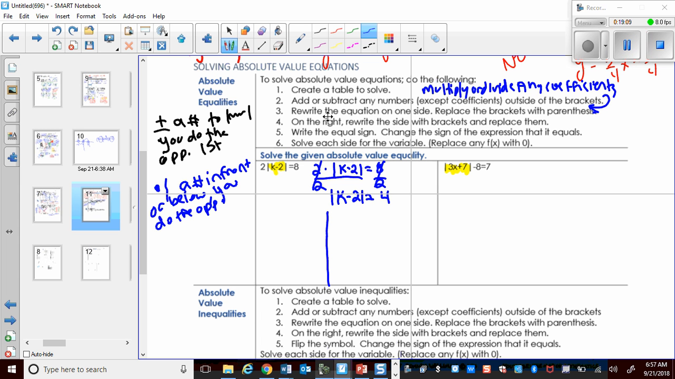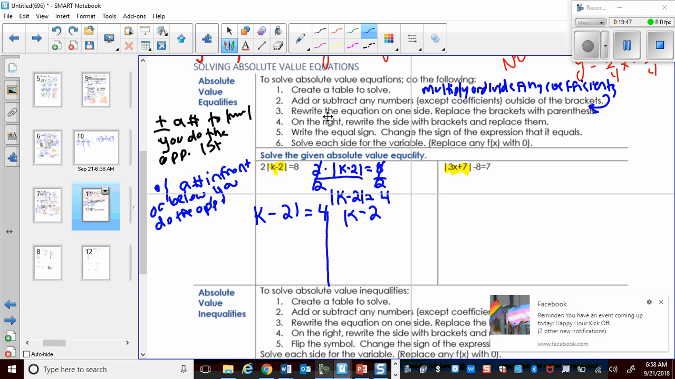Number 3, rewrite the equation on one side. Replace the brackets with parentheses. So I literally have k minus 2 equals 4. Okay? I don't really need those parentheses, so I'm just going to erase them. K minus 2 equals 4. Okay? On the right, rewrite the side with brackets and replace them. K minus 2. Number 5, write the equal sign, change the sign of the expression. It equals. So do the opposite.